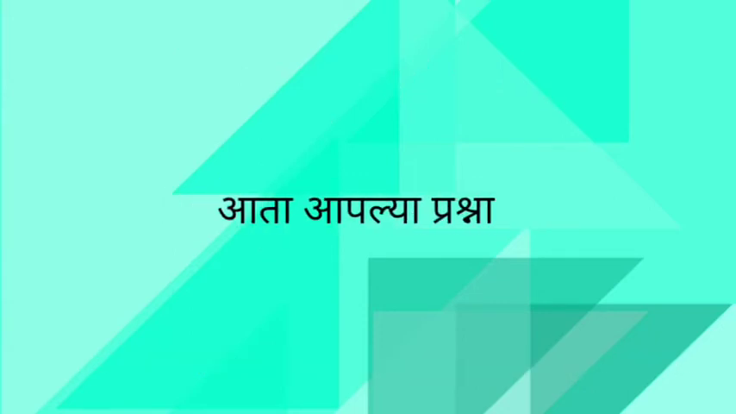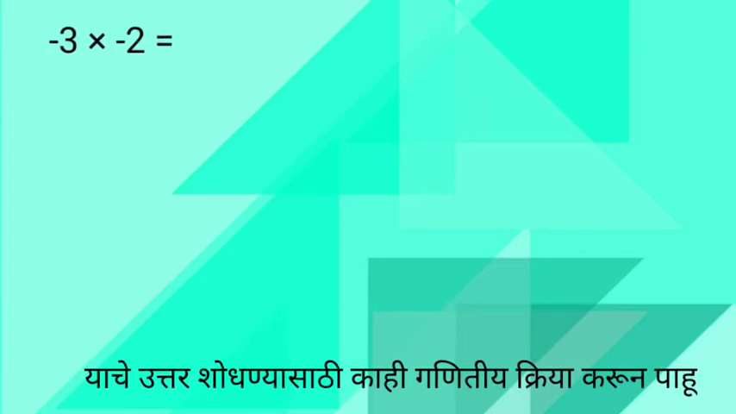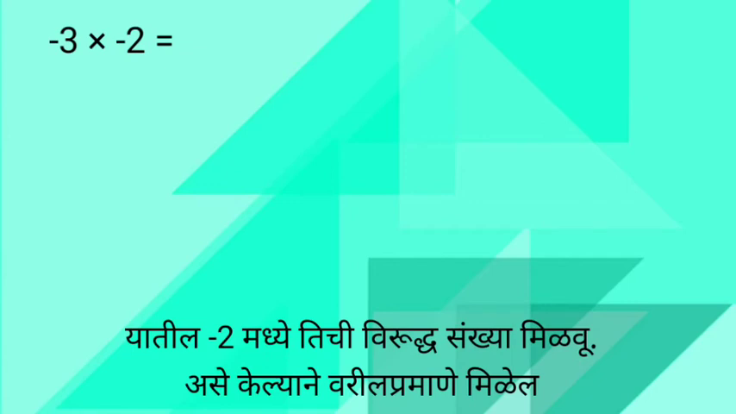Now we go to our main question. We take multiplication of two negative numbers, for example, minus 3 multiplied by minus 2. We don't know the answer, but we have to find out. Let's do something to get the answer. We will add the opposite number of minus 2 into this minus 2. It gives minus 3 multiplied by, in bracket, minus 2 plus 2.